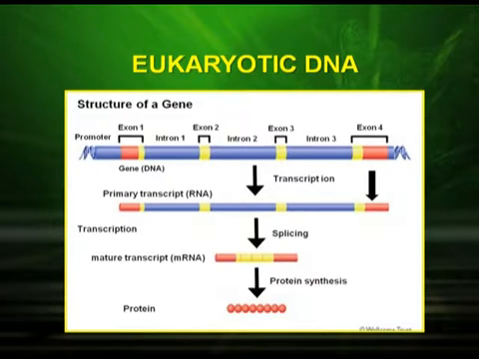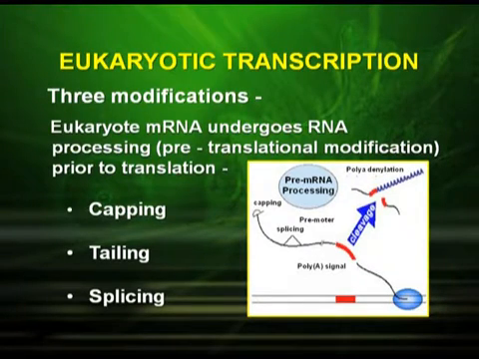complicated. The RNA which is formed in the eukaryotes is a heterogeneous RNA which is formed inside the nucleus. This heterogeneous RNA is non-functional. To make it functional, this RNA comes out from the nucleus into the cytoplasm where further modifications are required. Now, let us see what the different modifications are which take place in eukaryotic RNA. In eukaryotic transcription, there are three modifications. Eukaryotic mRNA undergoes RNA processing, which is pre-translational modification, prior to the translation process. These modifications are capping, tailing and splicing.